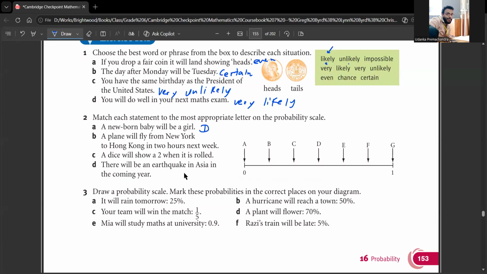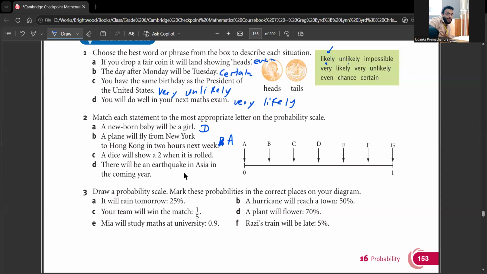A plane will fly from New York to Hong Kong in 2 hours next week. New York to Hong Kong is so far, so it may take more time, but they are not having zero chance. It may have a super engine. They have a little chance. You can write it as B. Otherwise, they are not having a chance. A dice will show two when it is rolled. A dice has six sides, so there is no chance for this one. Actually, we can take this as A.